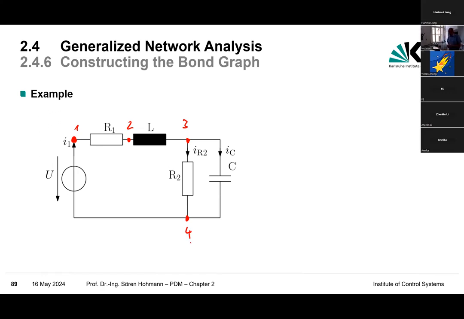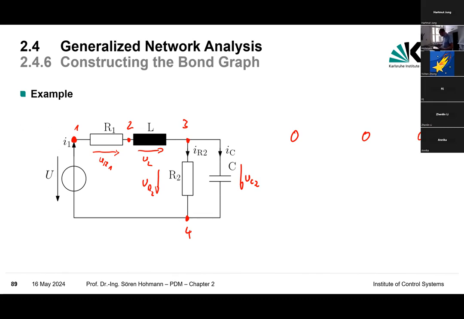Important. Important also are the voltage drops, U_R1, U_L, U_R2, and U_C. Okay. And U is given. Now start with the procedure. Associate to each node a zero junction without ground.